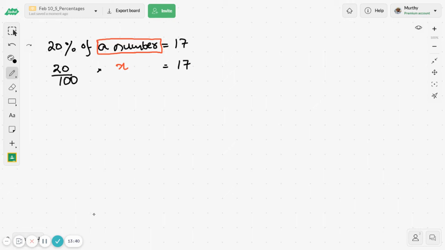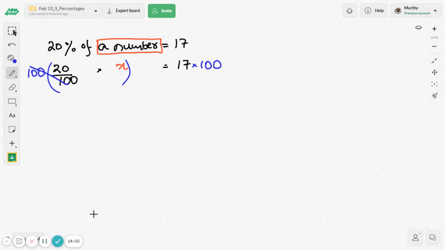So if I want to eliminate 100, then it is dividing. Please notice that it is in the denominator. Denominator means that is dividing. The inverse operation of division is multiplication. That is to be done on both sides.